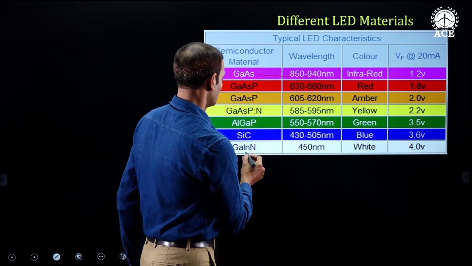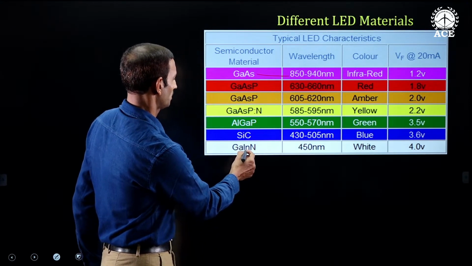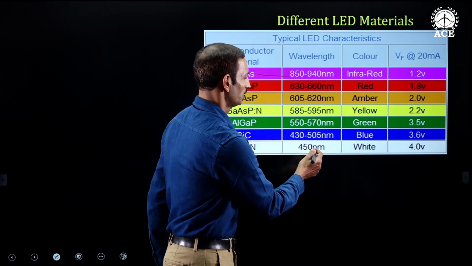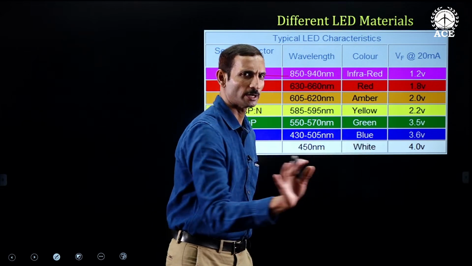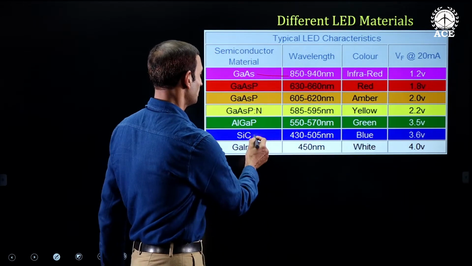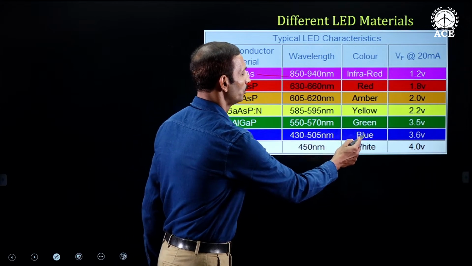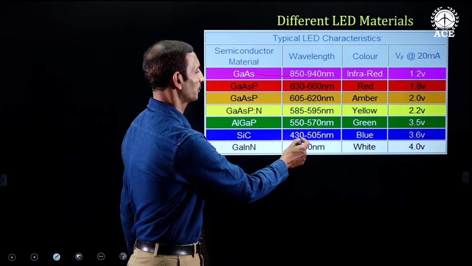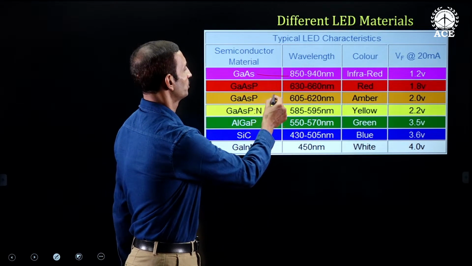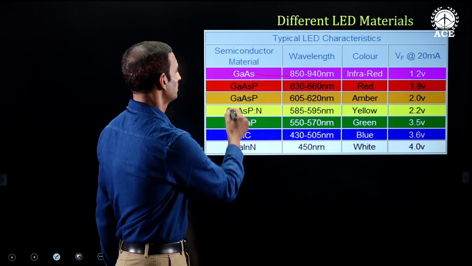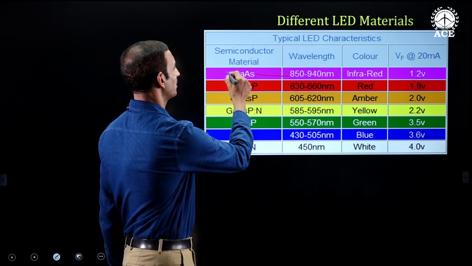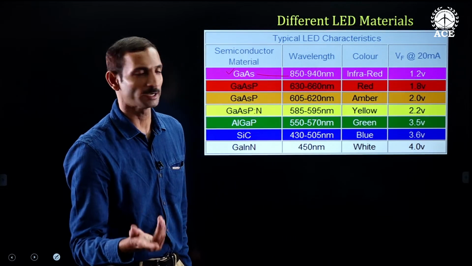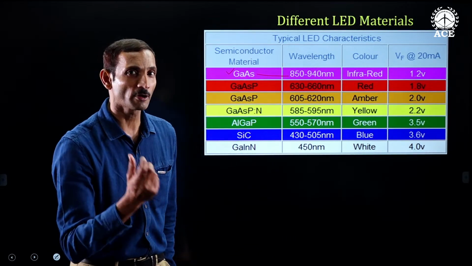Gallium nitride is going to give us 450 nanometers, which would be a white color LED. If it is silicon carbide, it would give us blue color, between 430 and 505. Similarly, there are several other materials. I have just discussed gallium arsenide singly. Gallium arsenide singly is not used to produce visible light. It is used to produce infrared radiation.